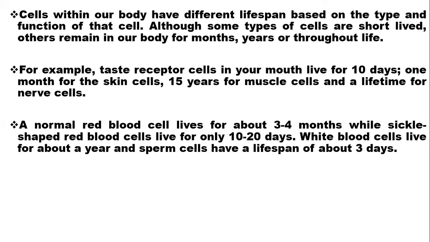sickle-shaped red blood cell lives for only 10 to 20 days. So what do you think here? That is why there are a lot of crises for people that have this sickle-shaped red blood cell. When we come to our subsequent classes, where we'll be discussing amino acids, we will explain in detail what happens in sickle cell disease. White blood cells live for about a year, and sperm cells have a lifespan of just 3 days.